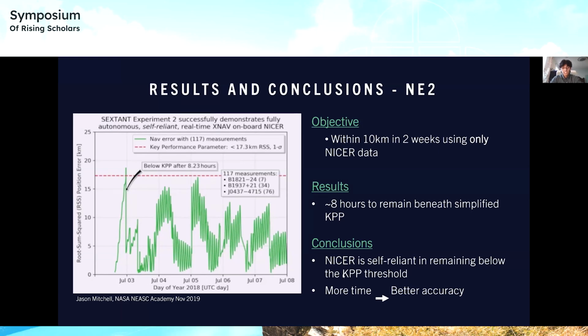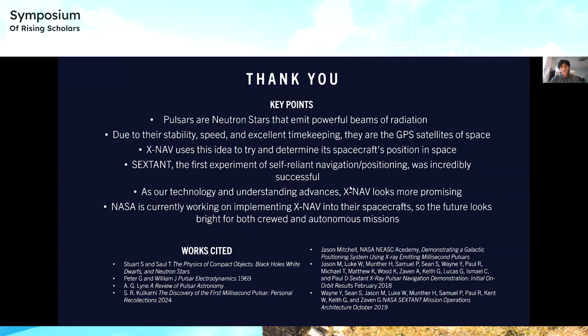And so the conclusion here is that NICER is on its way to being extremely self-reliant, and the only reason it isn't right now is because it doesn't have enough data by itself to be as successful as it was with data that we've discovered on Earth for years to come. So the main thing is that with more time, you get better accuracy. Thank you. That's my presentation, and I will be taking questions now.